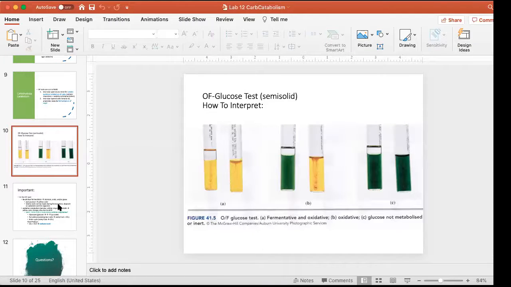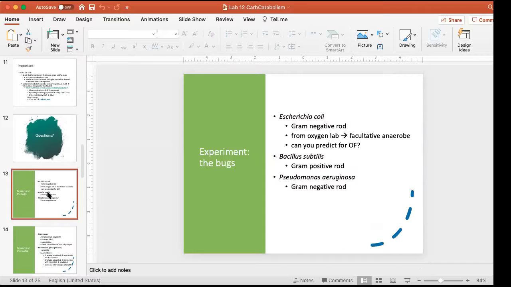So for our experiment today, we said we were going to use 3 organisms: E. coli, Bacillus subtilis, and Pseudomonas aeruginosa. And we've seen all 3 of these in previous labs. We have 2 gram-negative rods and 1 gram-positive rod today that we're working with. When we finished up last time, we said that we already know something about one of these organisms from one of our experiments. We know that E. coli is a facultative anaerobe.